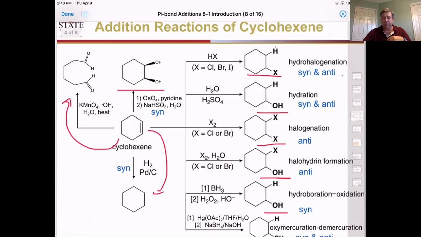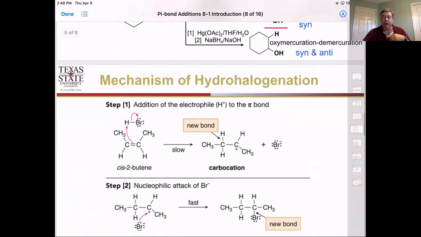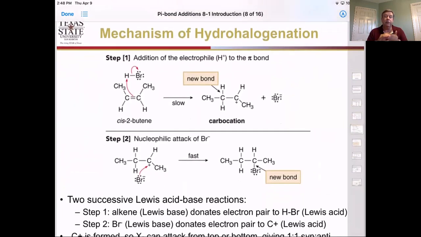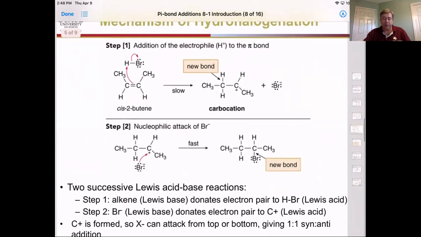Okay, so let's start with the first one, and it's the hydrohalogenation. Now, in that slide before, it said we can have a syn addition or an anti addition. It all depends on the type of reaction we are going through. In the hydrohalogenation, we typically have two successive Lewis acid-base reactions. The first reaction is where the alkene is acting as a nucleophile and starts to interact with the partially positive hydrogen on the HBr. When that happens, it forms that new sigma bond, generating our carbocation here.